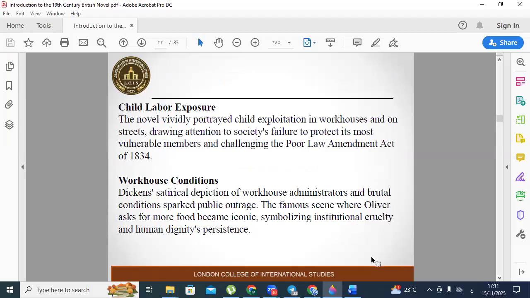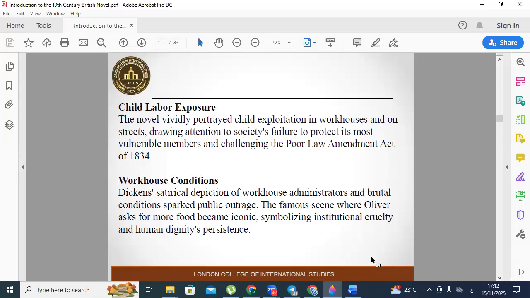Child labor exposure. The novel vividly portrayed child exploitation in workhouses and on streets, drawing attention to society's failure to protect its most vulnerable members and challenging the Poor Law Amendment Act of 1834. Workhouse conditions. Dickens' satirical depiction of workhouse administrators and brutal conditions sparked public outrage. The famous scene where Oliver asks for more food became iconic, symbolizing institutional cruelty and human dignity's persistence.